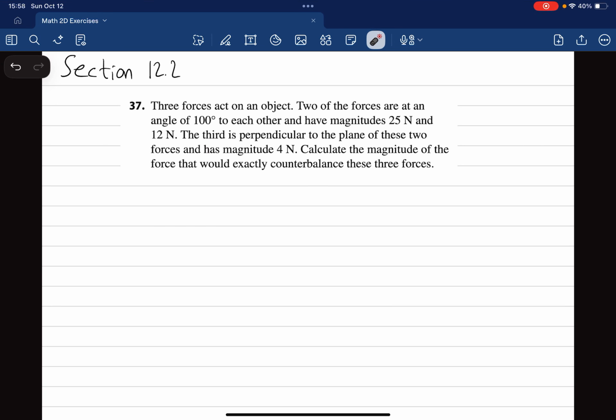Hello. In this video, I will be solving problem 37 from section 12.2 of James Stewart's calculus. And the problem reads as follows.